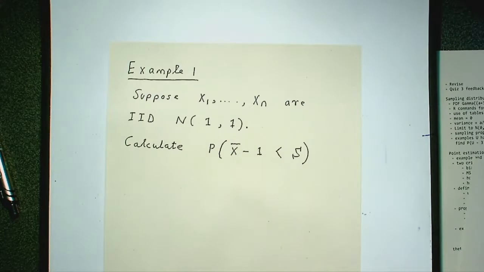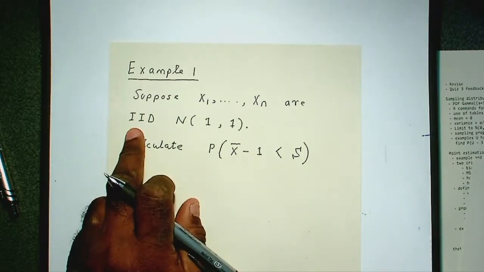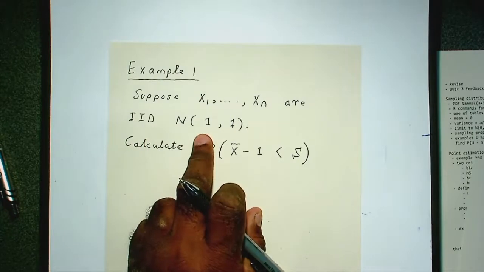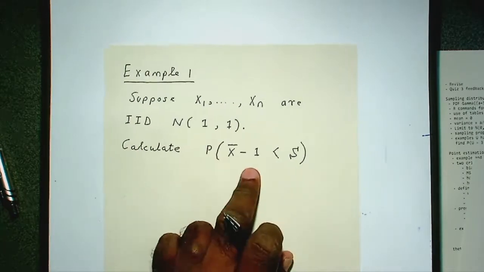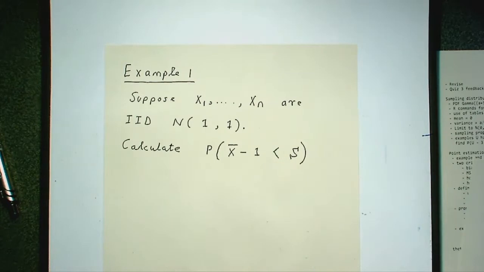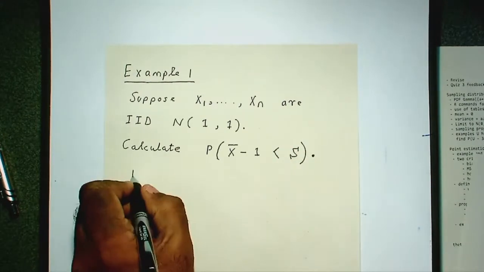Okay. All right. So this is an example. You have a random sample, which is IID, meaning independent and identically distributed, from a normal distribution with 1, 1. And we want to find the probability that x bar, the sample mean, minus 1 is less than s. S is what I wrote down here, guys. Now, how would you do this, guys? So let's start with this, okay?